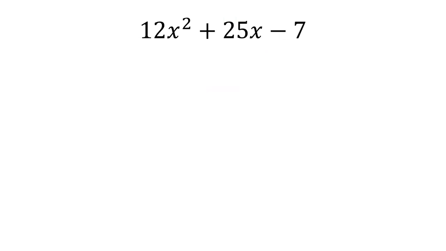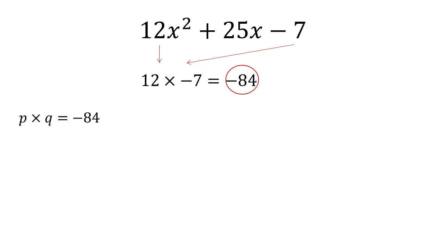And the same method works even if we have negative numbers. So in this example, we have 12x squared plus 25x minus 7. So we're going to multiply the first and last ones together. So 12 times negative 7 is negative 84. So we need two numbers which will multiply together to make this, and will add together to make the 25 on the 25x. So thinking about this, we can see that P is equal to negative 3 and Q is equal to 28.